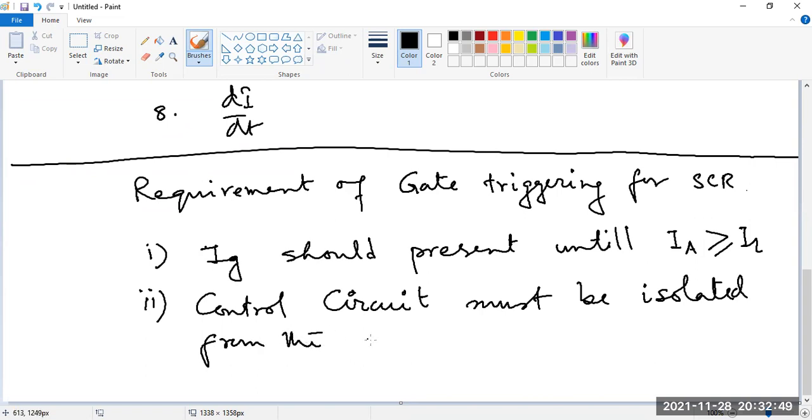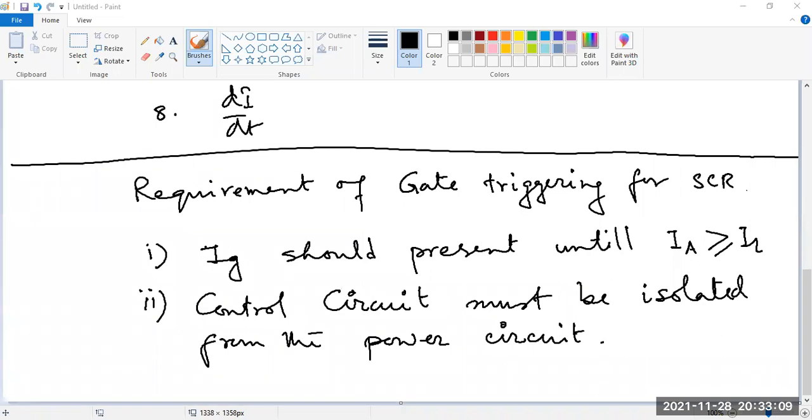From the power circuit. If you don't understand what a control circuit or a power circuit is, go back to the first class, where I have discussed this. So that is the second point.